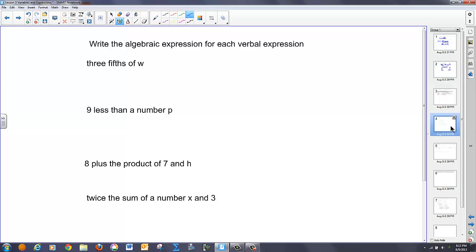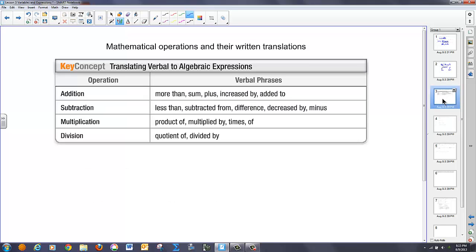So the next thing we're going to do is take a look at some mathematical operations and their written word translations. So if I want to say addition, there's a number of ways to say that, and you can read the chart. Subtraction, number of ways to say that. Multiplication, number of ways to say that. And division, number of ways to say that.